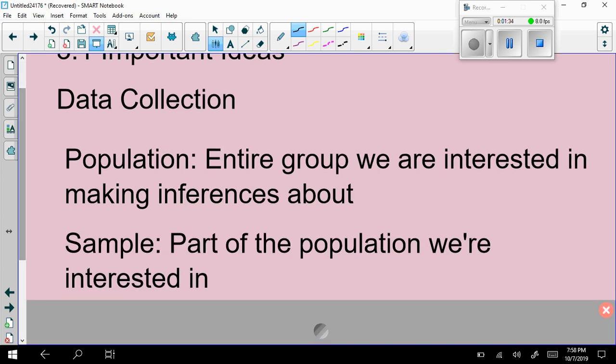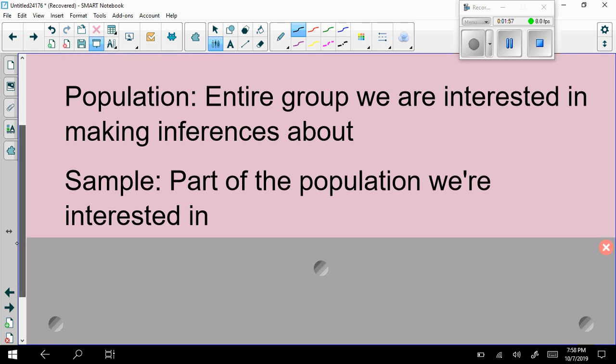So the sample comes from the population, and it's part of it, because it's not realistic that we can ask every single kid at Rockbridge High School or every single person in America, whatever population we're looking at. It's not realistic that we can survey every person or we can collect data from every person. So we take samples, and the samples come from that population.